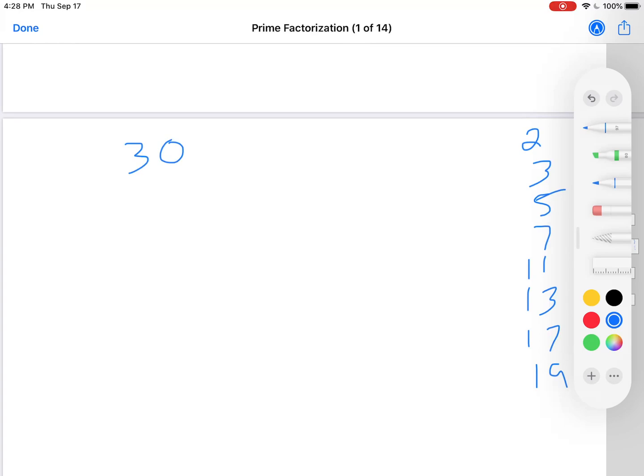All right, so 30. Well, how can I make 30? What times what is 30? Well, 3 times 10 is 30. So I'm going to put 2 lines here. This, by the way, is factor trees. 2 lines here, and I'm going to put 3 times 10. Okay, now 3 is a prime number, so it is not going to be split up again. So I'm just going to put a vertical line underneath it. It's going to stay 3 because it's already prime.